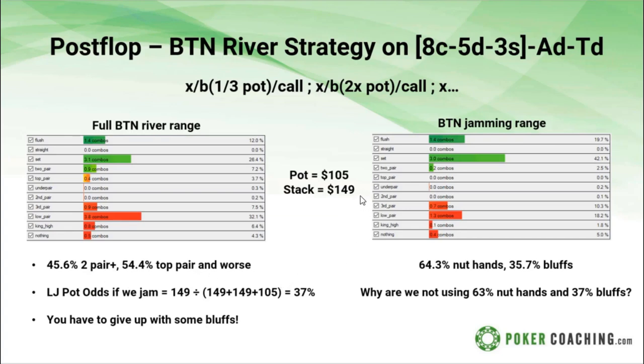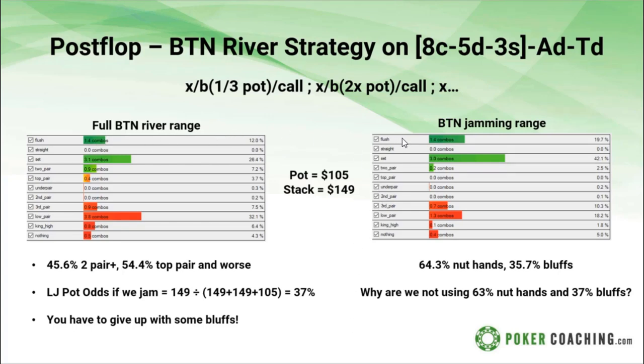And so when we look to jam here, we have to think about what pot odds we're giving to the low jack on his call. As you can see, if the low jack wins 37% of the time, it's going to be profitable for him. So very clearly, we have to give up with some bluffs in our range. So let's look at how PioSolver structures the button jamming range.